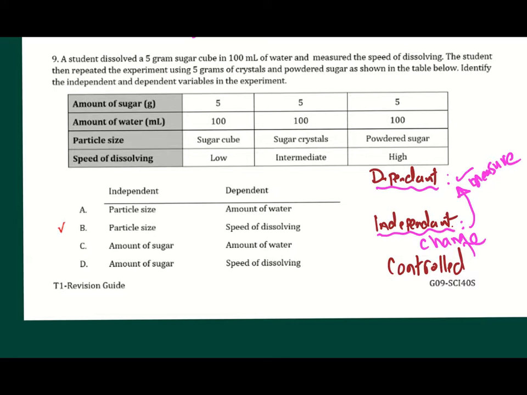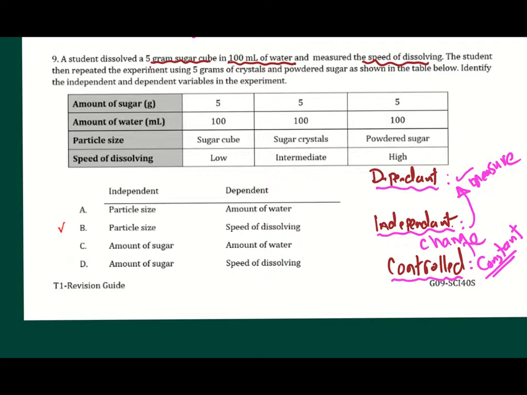Other variables which may affect your results should be kept constant. Constant means that you should not change them in any experiment. We call these constant variables or fixed variables. Let's read this question. A student dissolved a 5-gram sugar cube in 100 ml of water and measured the speed of dissolving. He is measuring how fast the sugar is dissolving in water.